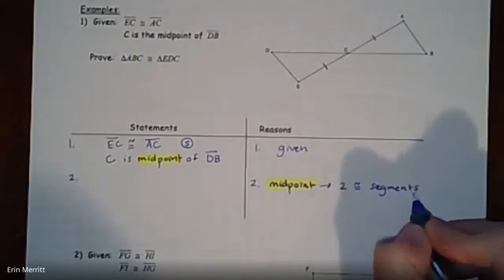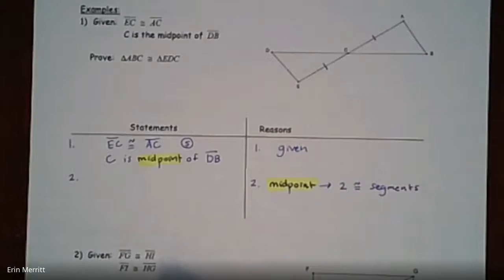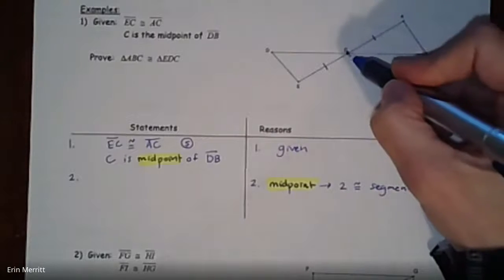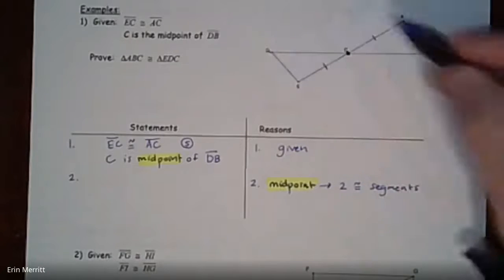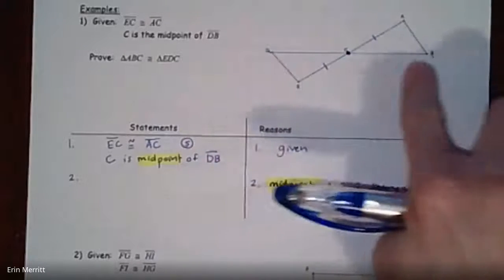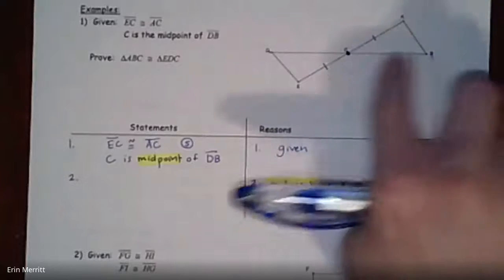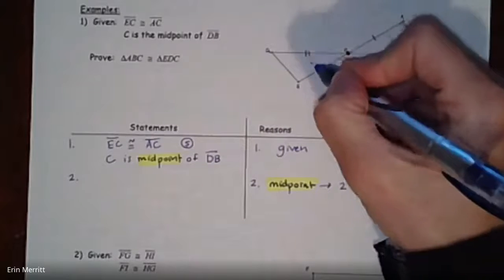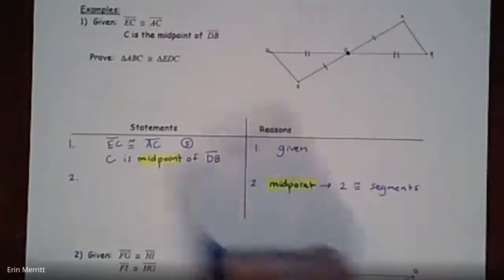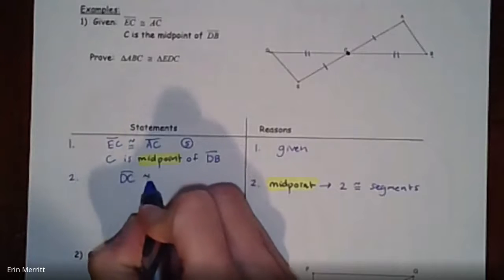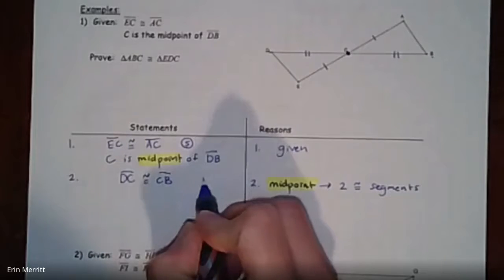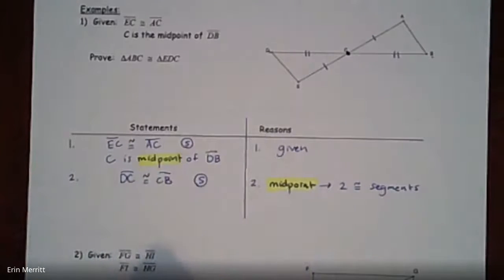So I have to state which two segments those are. So in the diagram, if C is the midpoint of segment DB, so this whole segment here, then it's breaking it up into the two congruent segments, DC and CB. So DC and CB. And that gives me a second pair of sides right there.